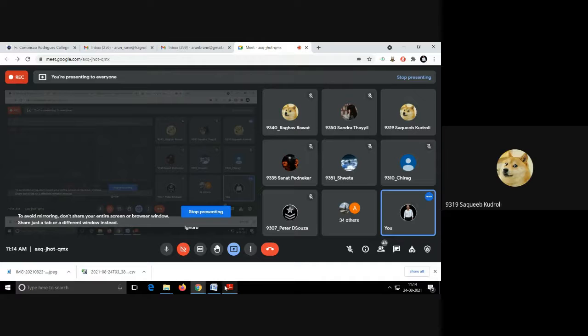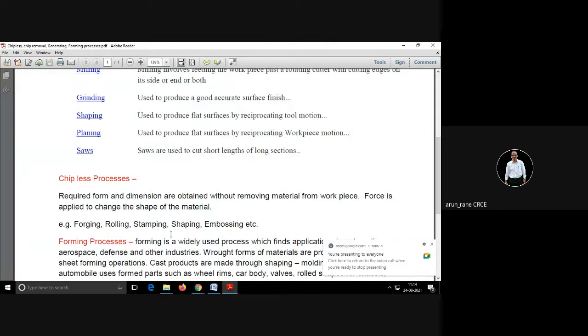Okay. So stamping is nothing but the operation which is done in a press. Shaping, now this shaping and that chip-type shaping are different. This shaping is giving the shape to the product. Embossing means you are raising a letter, like the letters on your belt, those are embossed, or your gift articles, they are all embossed.